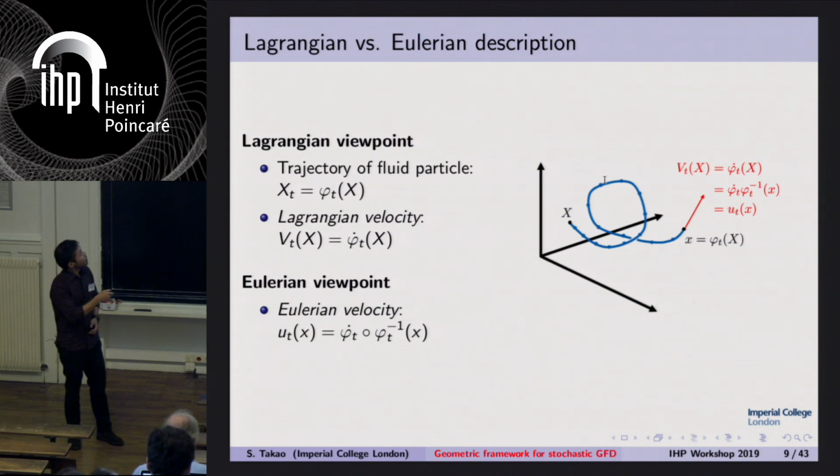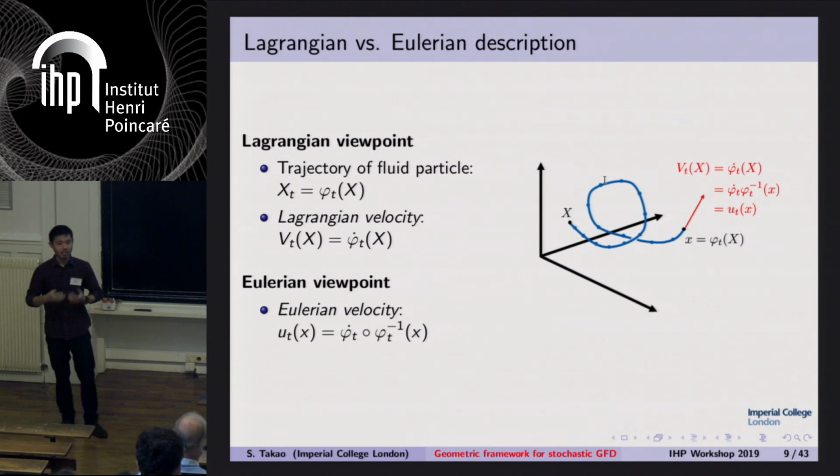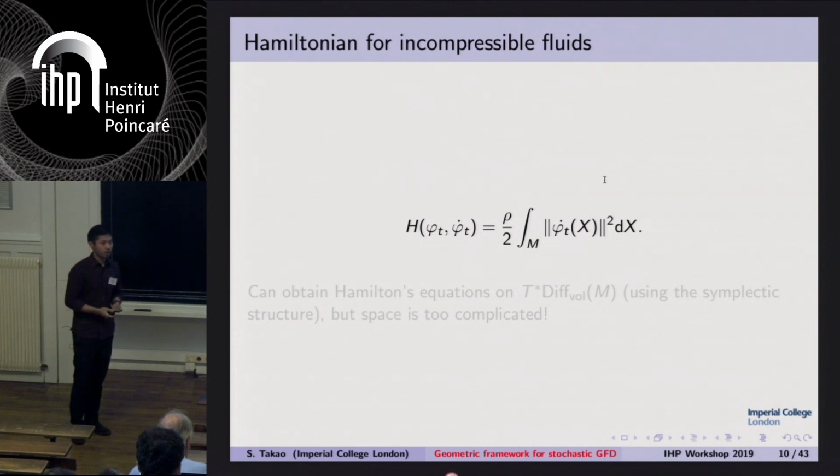So now, if you assume that at time t, your fluid particle capital X occupies this spatial point little x, then you can write your capital X as phi inverse of little x. So then you can rewrite your velocity as a function of the spatial point little x, which is phi dot of phi inverse of little x. This velocity that we defined as a function of the spatial points, we say to be the Eulerian velocity. So we define the Eulerian velocity as phi dot phi inverse, which is the velocity at the spatial point little x.